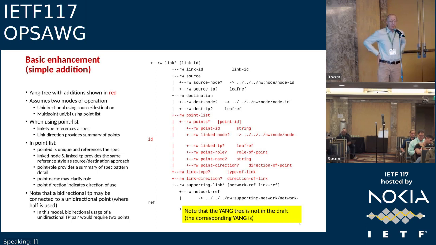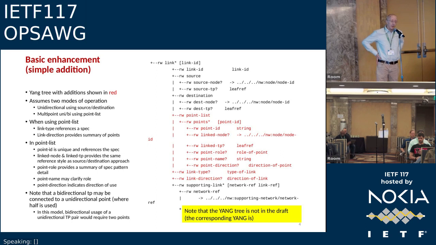So the method used here, there are two methods proposed in the draft. One is to simply insert a point list in the structure below source and destination. Source and destination are optional. So we can insert an optional point list and then say, okay, you can either use the point list or the source and destination. Doesn't break existing solutions. They can carry on using that, but it allows us to add more sophisticated support in when necessary.